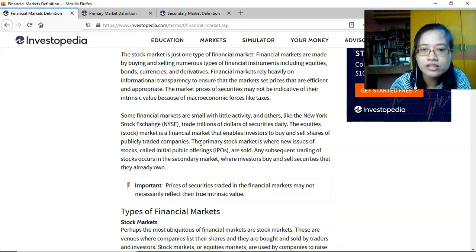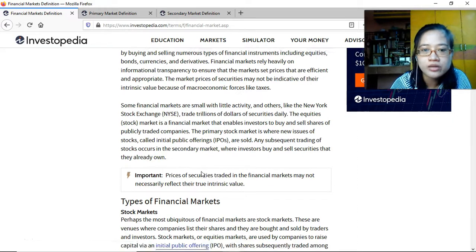of publicly traded companies. Here in the Philippines, we have the PSE, Philippine Stock Exchange. The primary stock market is where new issues of stocks, called initial public offerings, are sold. And then any subsequent trading of stocks occurs in the secondary market, so between investors, where investors buy and sell securities that they already own.